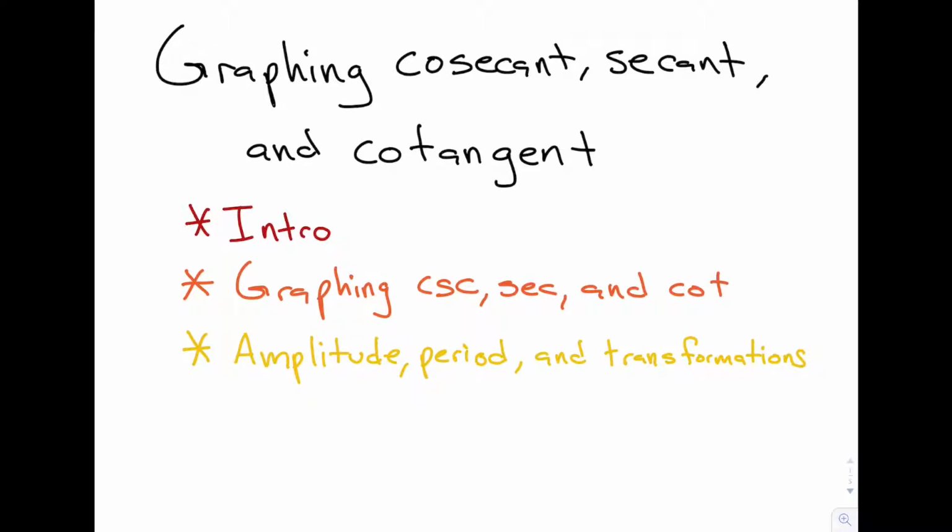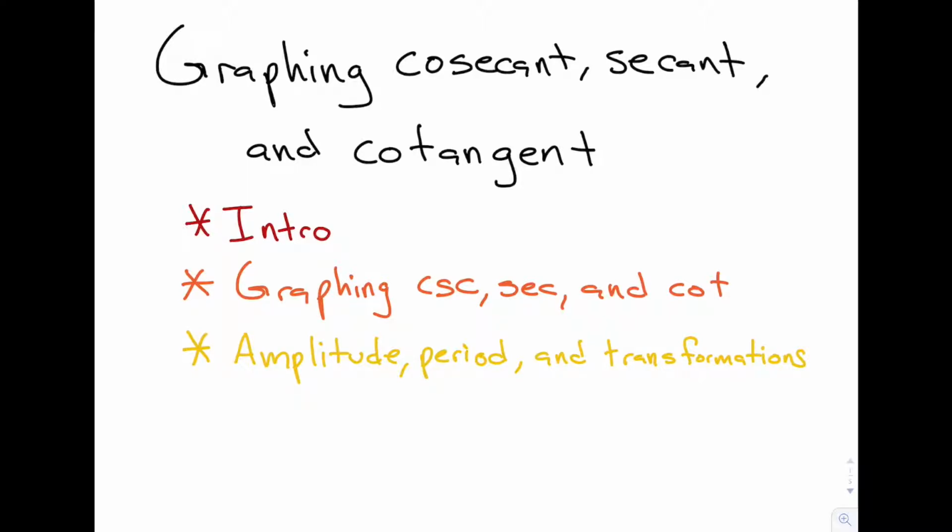In this video, we'll look at graphing cosecant, secant, and cotangent. So you have to remember when we're graphing these that these trigonometric functions are the reciprocals of sine, cosine, and tangent respectively. So we'll go through graphing cosecant, secant, and cotangent, and then we'll talk about amplitude, period, and transformations. And I've got a little bit of integration of another kind of technology, an online learning resource that will be really useful for you all.